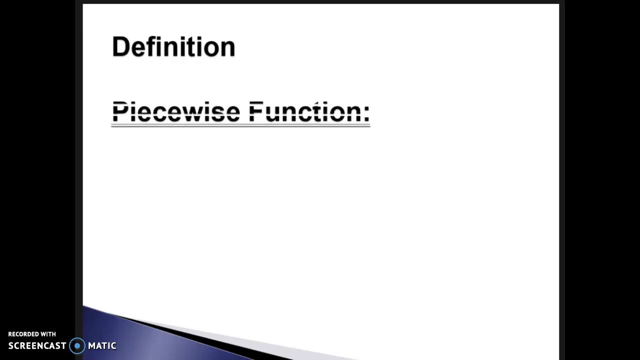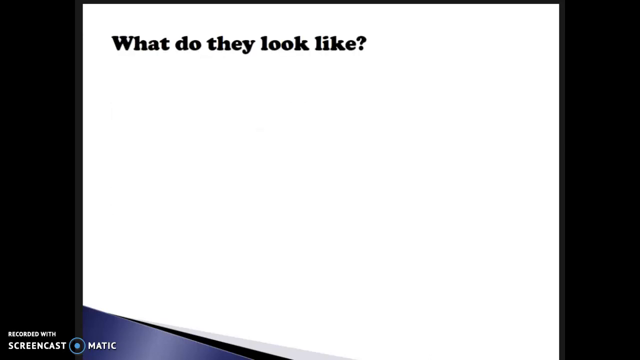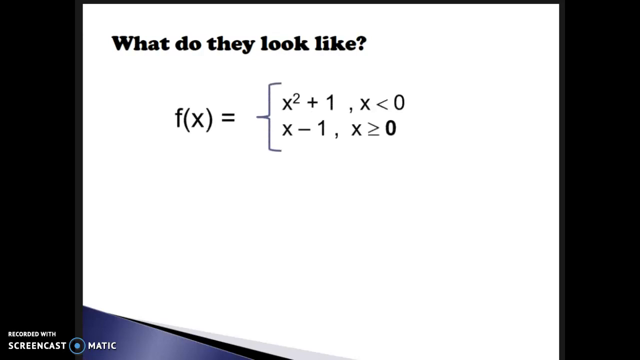The definition of a piecewise function is that it is a function defined by two or more functions over a specified domain. So we're going to be looking at several of the functions that we've covered this year pieced together, and that's what a piecewise function is. This is what it's going to look like. f of x equals x squared plus 1 when x is less than 0, and x minus 1 when x is greater than or equal to 0.